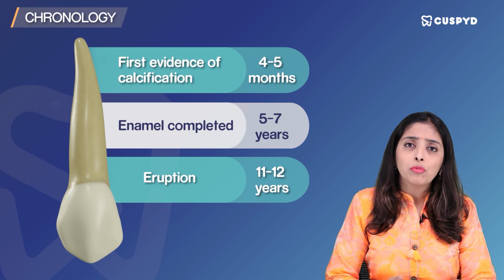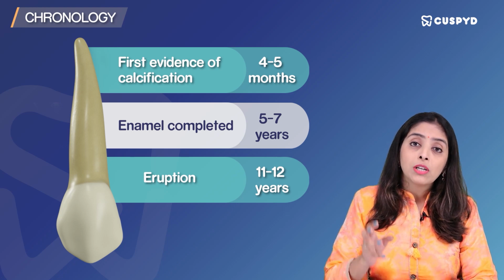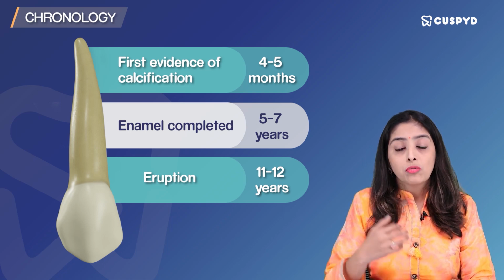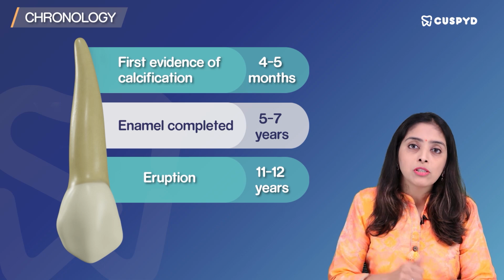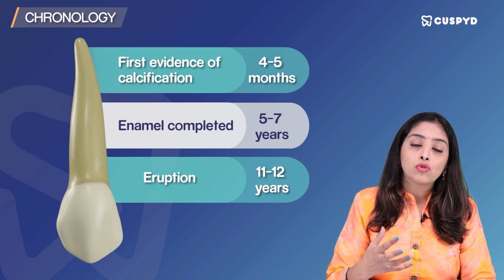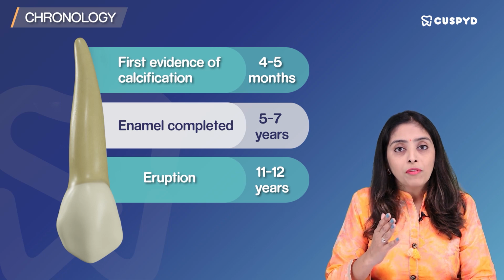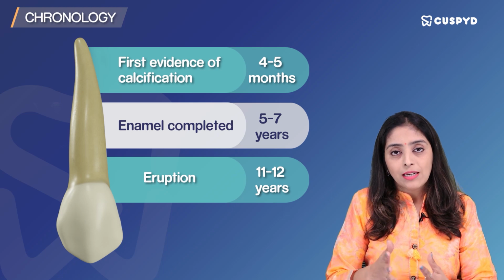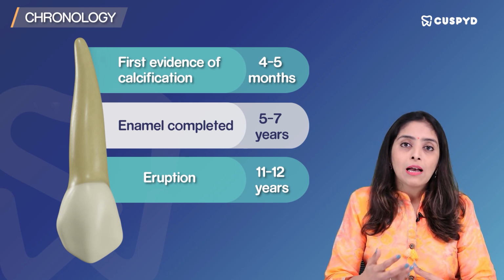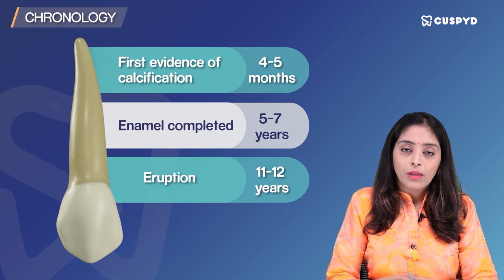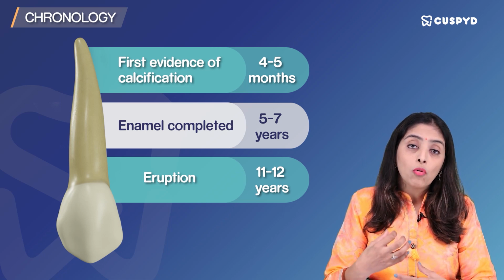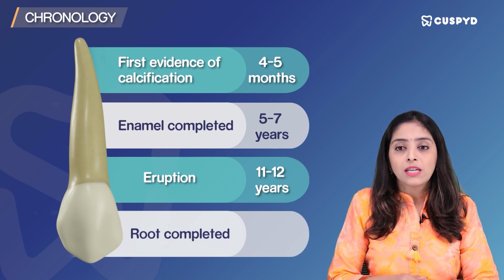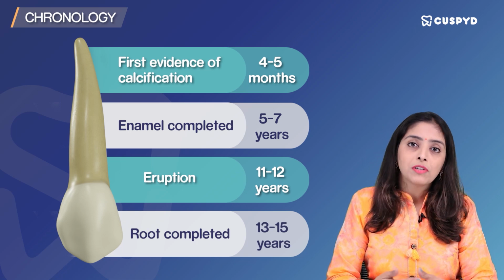And why does this canine take so much time to erupt? Primarily because of the area where the canine develops. The canine develops somewhere very close to the nasal floor. So it has to travel a long distance to erupt in the oral cavity. And that is why the canine takes so much time to erupt. The root of any tooth will always be completed about 2 years after the tooth has erupted. That is because the eruption of a tooth always occurs when the root is 2/3 complete. The remaining 1/3 of the root will be completed only after the tooth has come into occlusion. And that is why the completion of the root of the canine happens between 13 to 15 years of age.